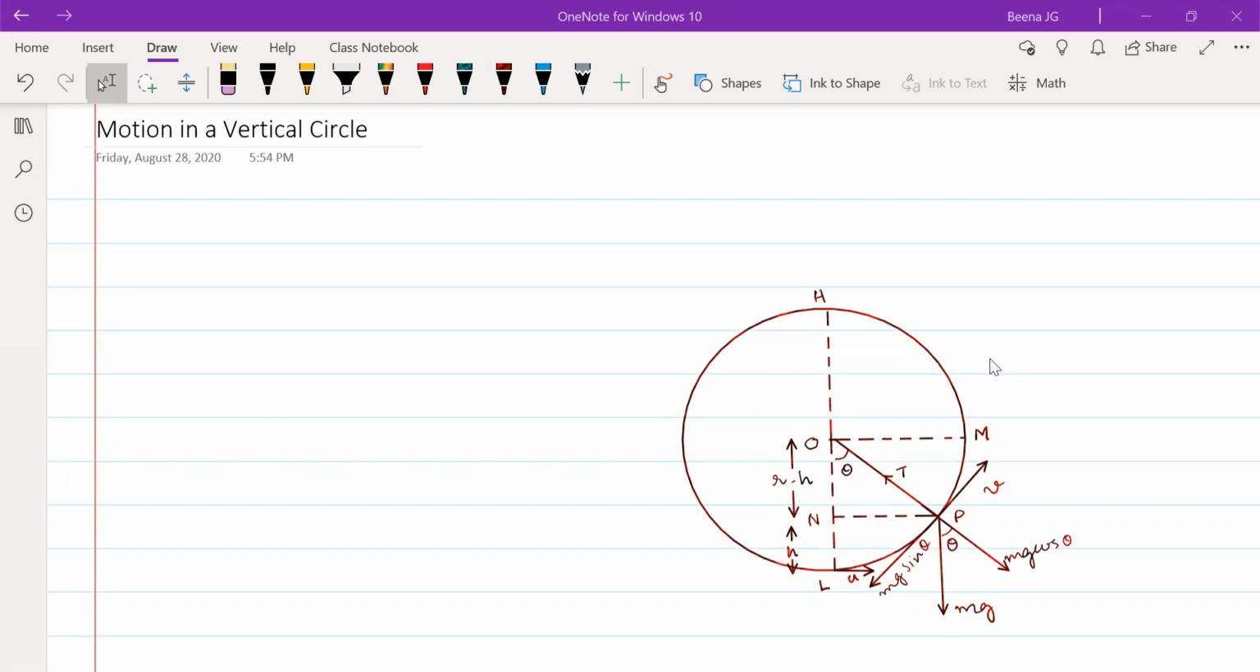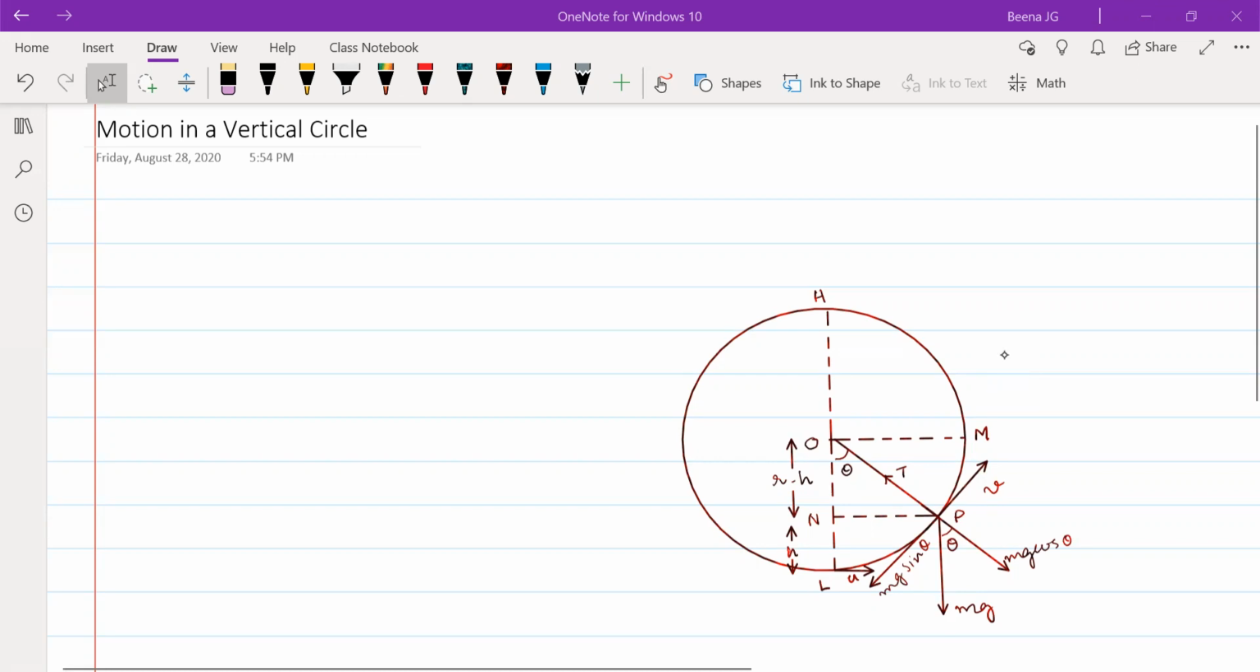So what we're trying to do is obtain the expressions for tension and velocity of a particle moving around in a vertical circle. And once we have derived that, we will find the minimum velocity at the lowest point so that the particle can complete the loop, and also the minimum velocity at the top. So that's what we are going to do.